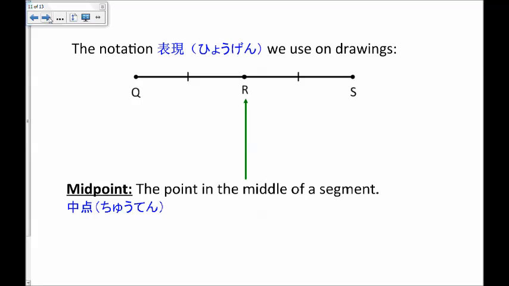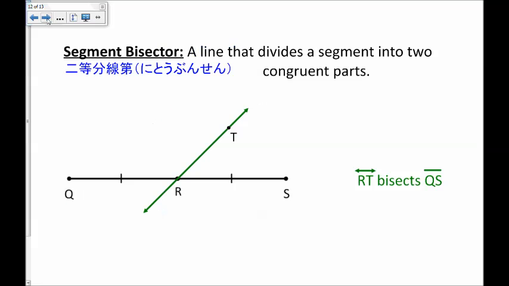Next, the notation we use on drawings, these mean congruent. These little marks mean congruent, which means that R is in the middle of the segment. Okay, so we call R the midpoint. The midpoint is the point in the middle of a segment. Next, a segment bisector. A segment bisector is a line that divides a segment into two congruent parts. Okay, so line RT bisects segment QS.